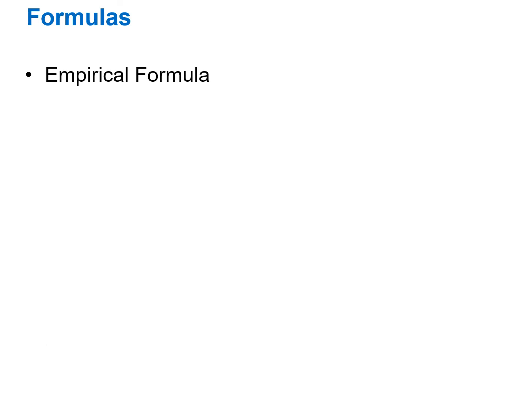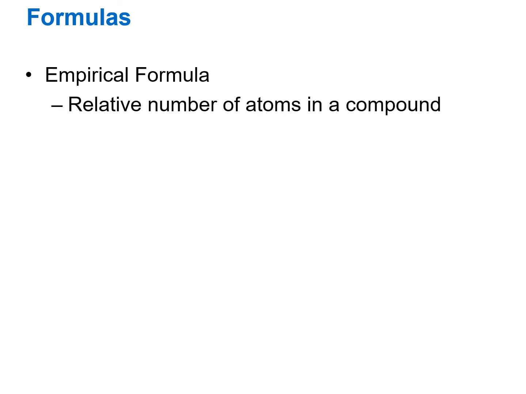So what is an empirical formula? Well, we could say that an empirical formula is the relative number of atoms in a compound. Now, what do we mean by relative number? Well, it's kind of like a ratio. And it's taking a formula and distilling it down to its essential ratio. So let's take a look. Let's take a look at glucose.